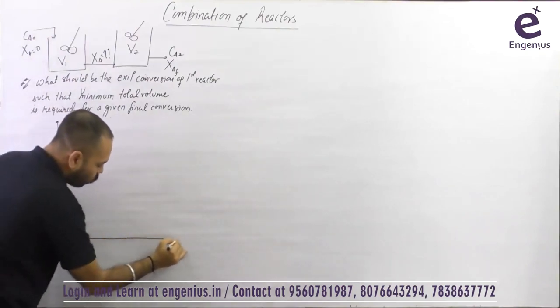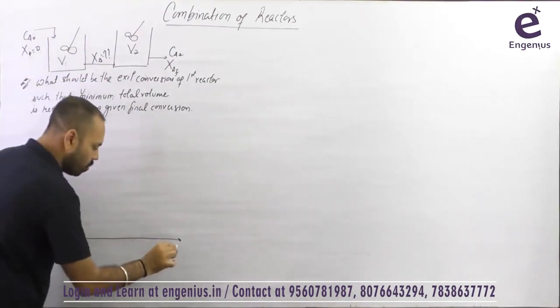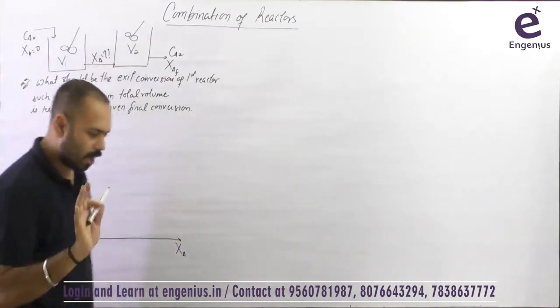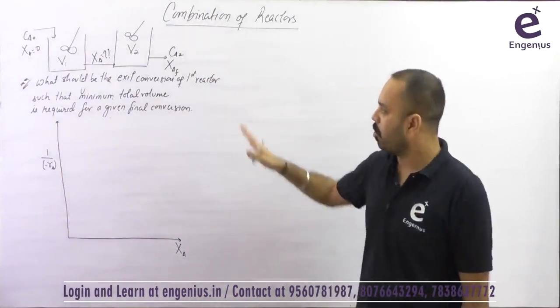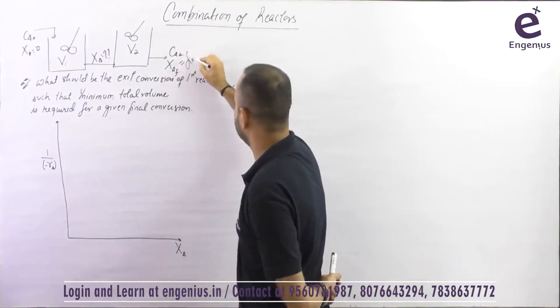You know how to represent two reactors. But because the volume of the reactor is not known, even the areas are not known, because this intermediate conversion is not fixed. How do you understand this? I have to find the conversion. Which one? The final one is fixed. This one is fixed, XAF is fixed. I can't change this conversion.